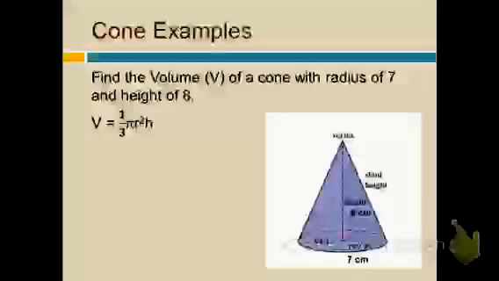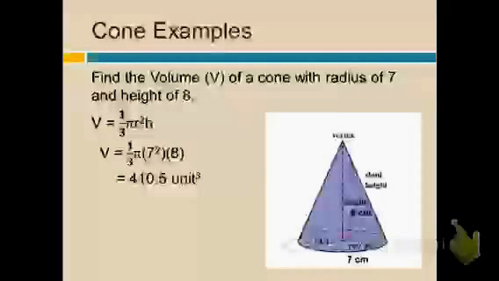To find the volume of the same shape, we use the formula 1/3 times pi times the radius squared times the height. We would substitute 7 for the radius, 8 for the height, simplify, and find that we have a volume of 410.5 units cubed.